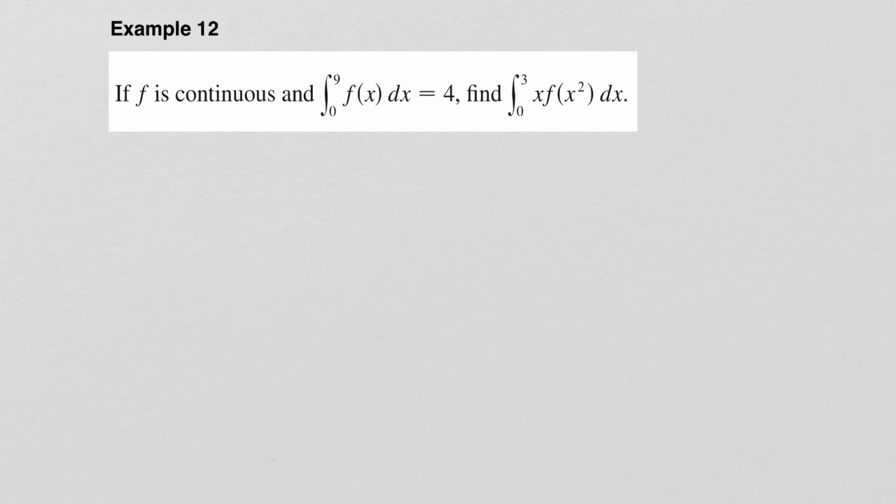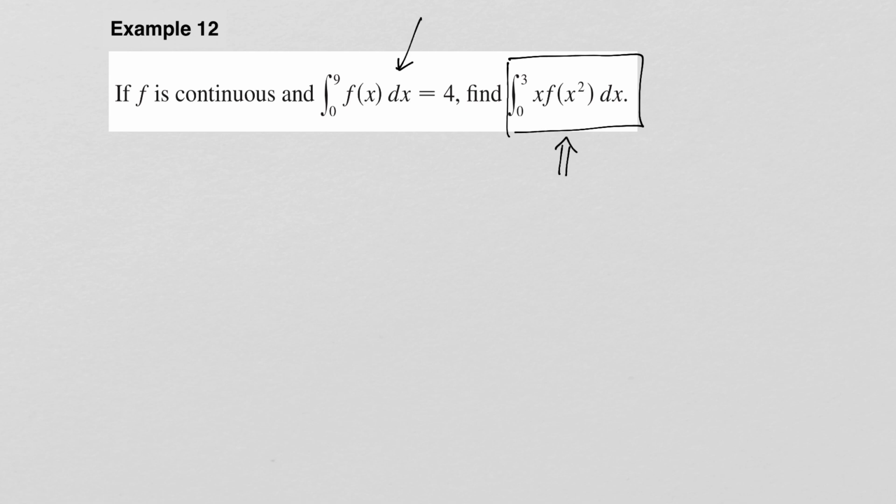And for one final example here, I'll give you a slightly different type of problem. If f is continuous, and let's suppose we know the integral from 0 to 9 of f of x dx is 4, they want us to find the integral from 0 to 3 of x times f of x squared times dx. All right, so how in the world would we be able to find out what this is if we know what this is?